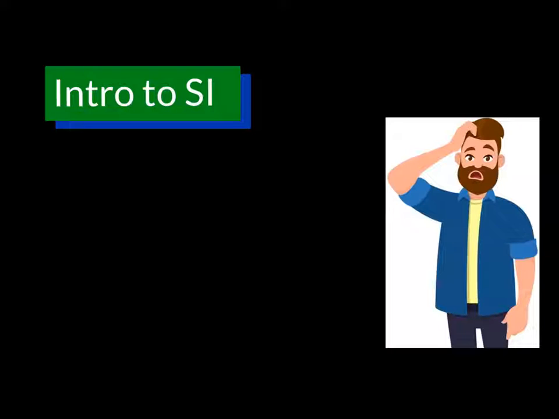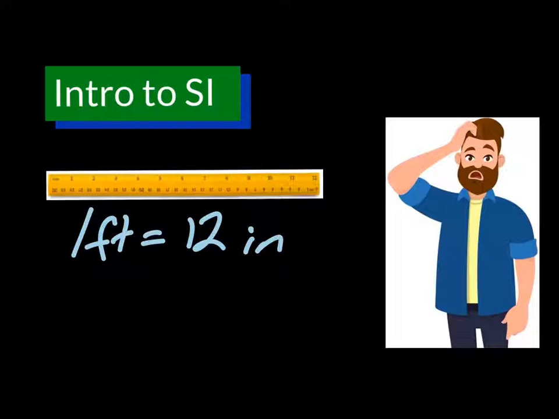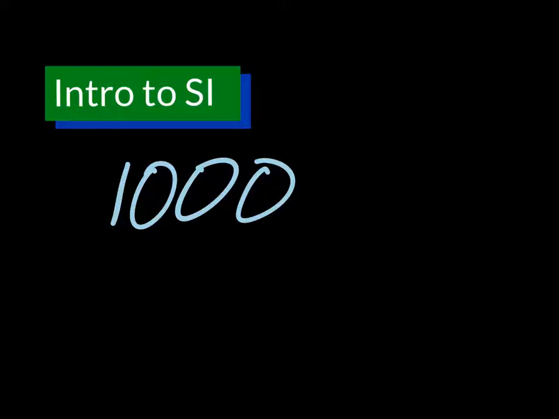Another advantage of the metric system is that it's based on the number 10. So it's very easy to use. So think about it. Did you ever wonder why there are 12 inches in a foot? It just doesn't make any sense. Think about how much easier the math would be if there were 10. In the SI system, it's all based on 10. So 1 meter is 100 centimeters, or 1,000 millimeters. To convert units, you just move the decimal.